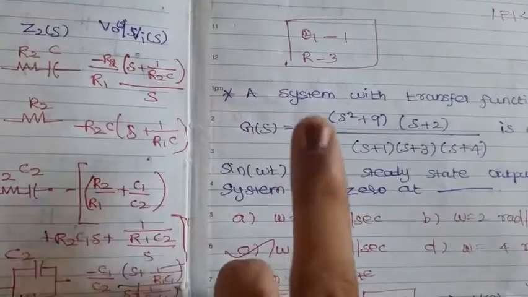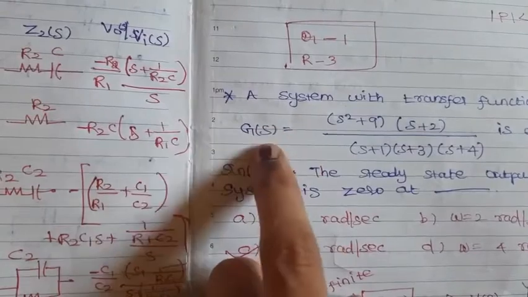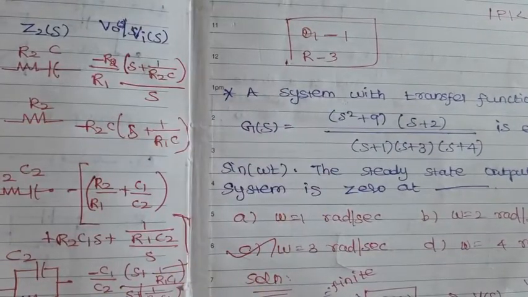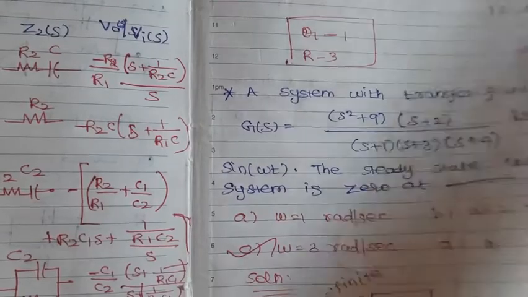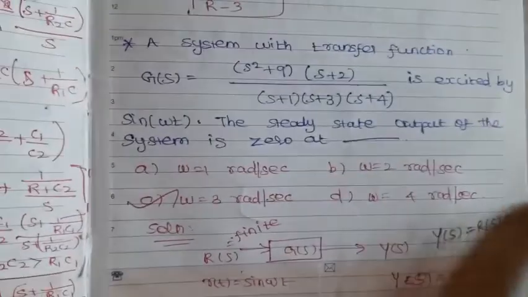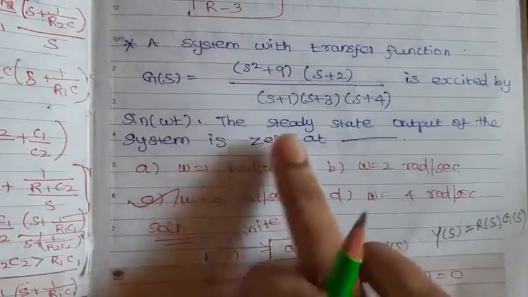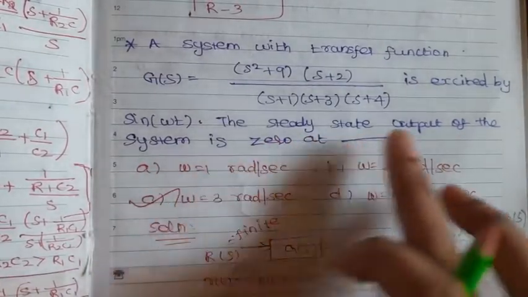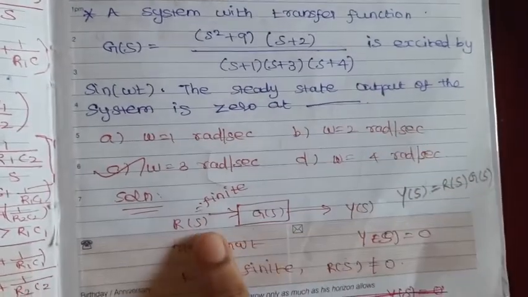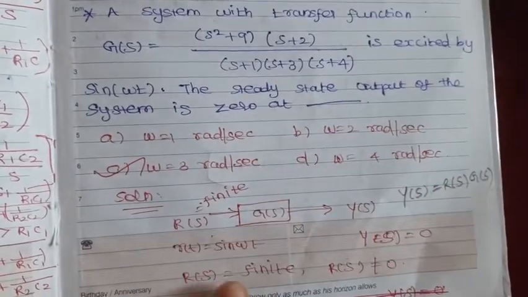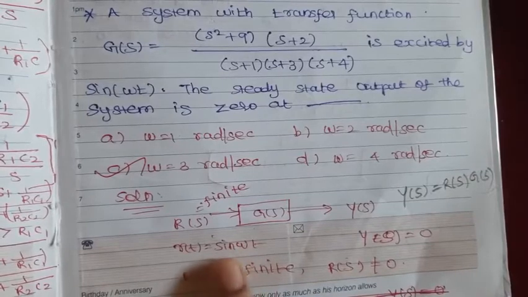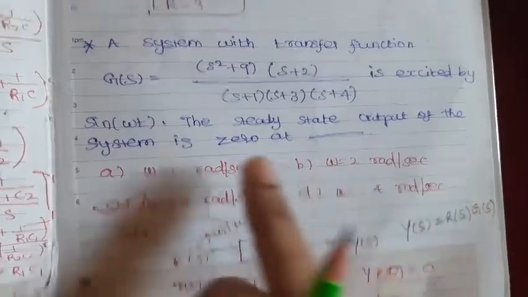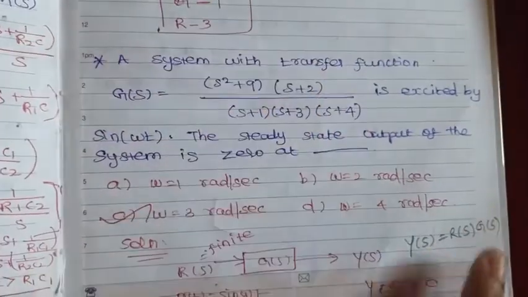Find out the magnitude of g of s. Just substitute s equal to j omega, then find out the magnitude and equate it to 0, then find out the omega value. From that we can know. I am saying again, the steady state output of the system is 0 at an omega value we need to find out. Output is 0 means either R of s should be 0 or g of s should be 0. R of s is a sine value, so this should not be 0, it is a finite value. So obviously g of s is equal to 0. So find out the magnitude equal to 0.